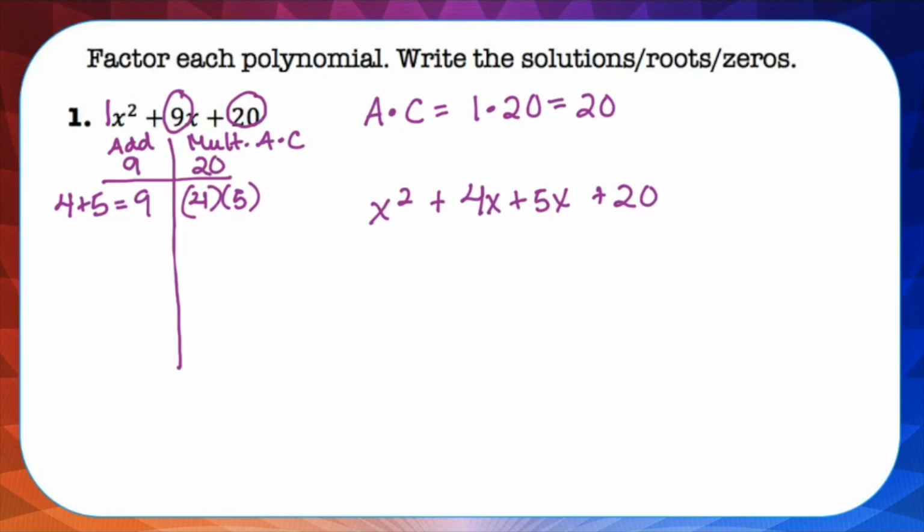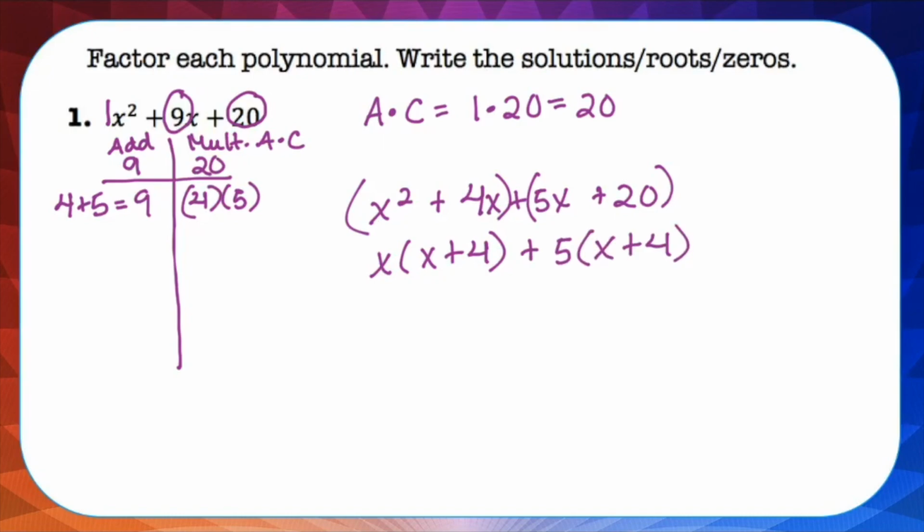And now we're going to group and factor. So we're going to put parentheses around each side, find the GCF of the left-hand side, GCF of the right-hand side, combine the two GCFs, and factor our common binomial, which is x plus 4.